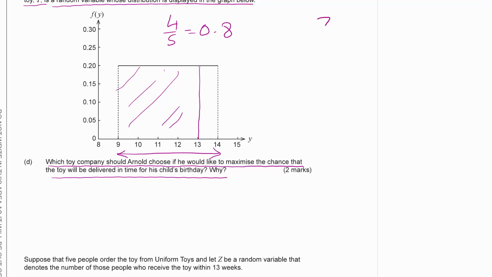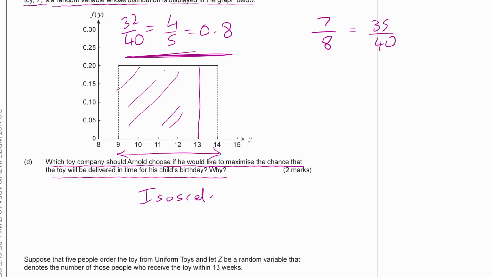Remember, for Isosceles, that probability was 7/8. 7/8 is 35/40. This is 32/40. So the chance is less with Uniform. So he should choose Isosceles. And these calculations up here should be given as the why.